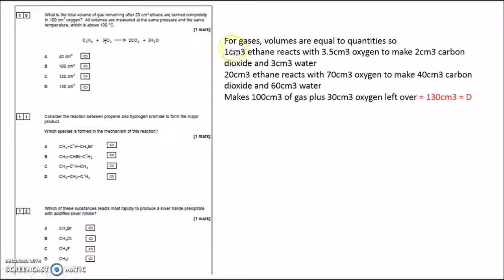Let's have a look at spoilers then. So 1 centimetre cubed of ethane reacts with 3.5 centimetres cubed of oxygen to make 2 centimetres cubed of carbon dioxide and 3 centimetres cubed of water. So I've multiplied up by 20.